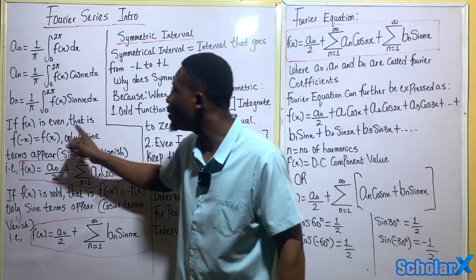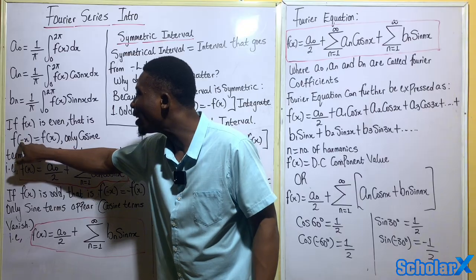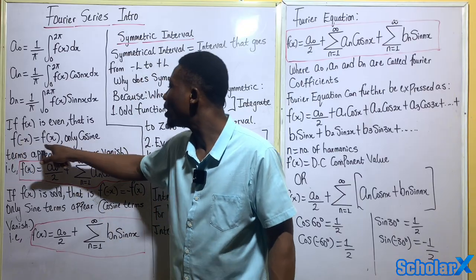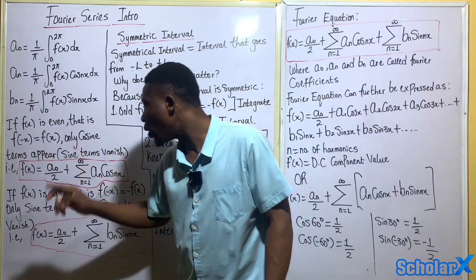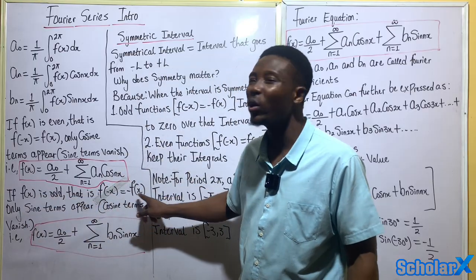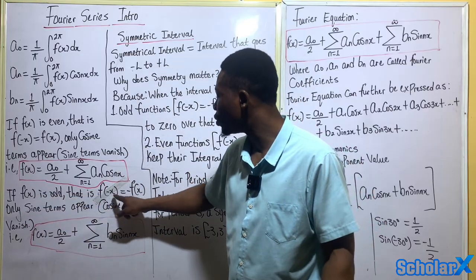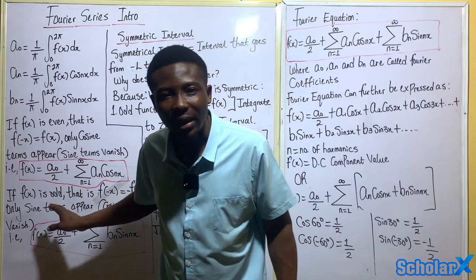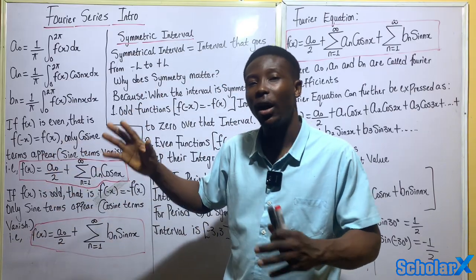When it's even, f of minus x is still the same thing as f of x. But when it's odd, f of minus x is equal to minus f of x. They are not going to be the same thing. This is not equivalent. So that is what it means for a function to be even and a function to be odd.